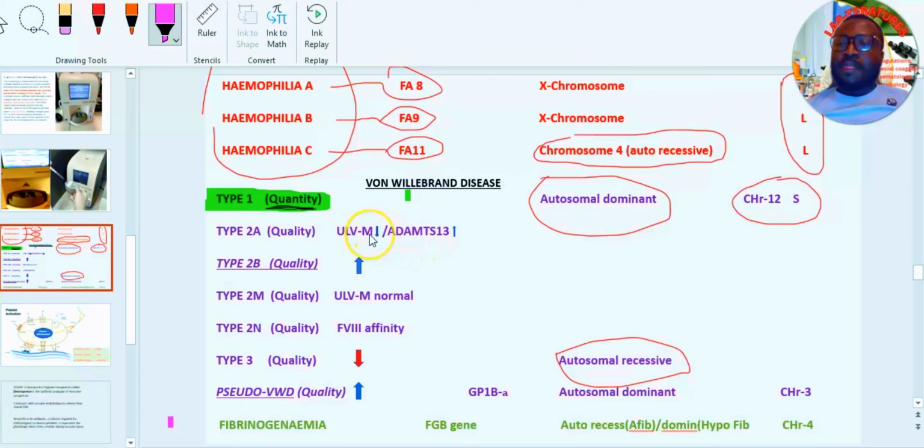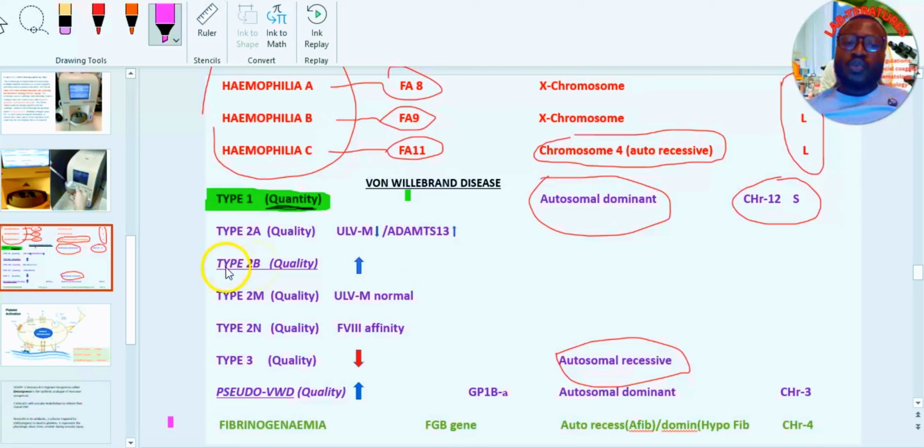So in case we ask, is ultra-large von Willebrand factor multimer normal in this state? Don't think because it is a qualitative defect, that one is normal. It is the von Willebrand factor antigen that would be normal. But the large multimer, which is required for platelet activation and clot formation, is rather deficient. So this is the case of the type 2A. It is qualitative, but the ultra-large von Willebrand multimer is selectively deficient due to probably ADAMTS13 hyperactivity.